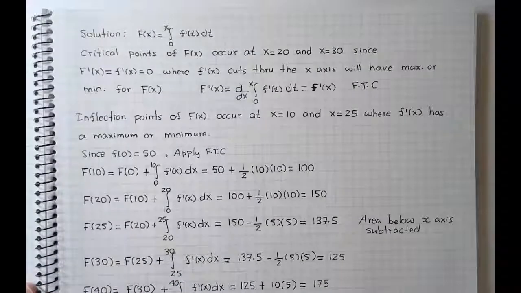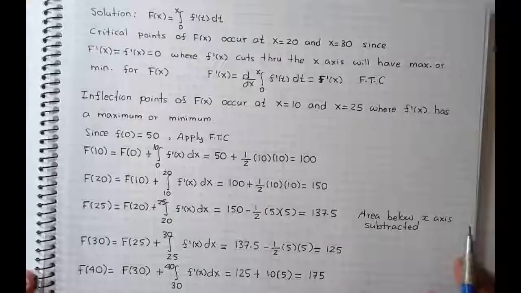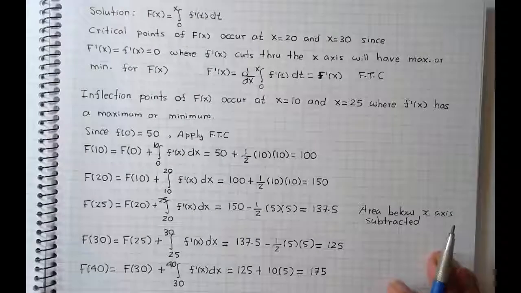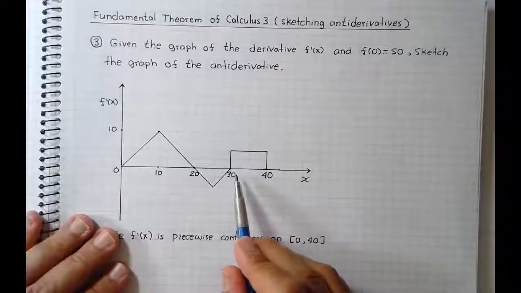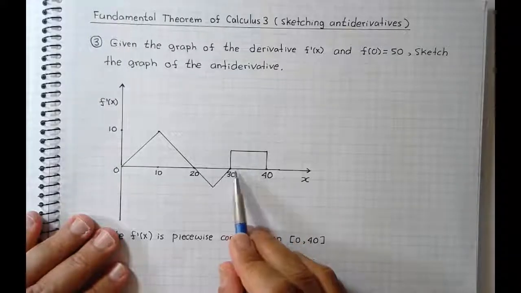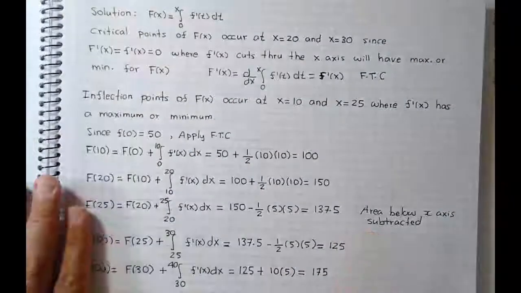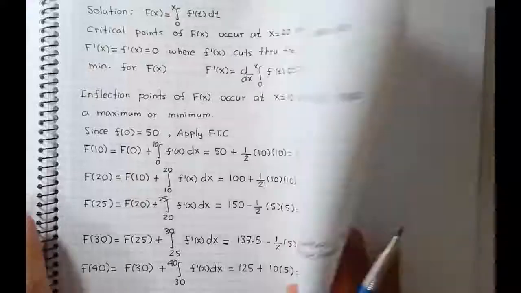F of 40 is going to be F of 30 plus the integral from 30 to 40 of f prime of x dx. We have 125 from before, and the integral from 30 to 40 is just going to be the area of a rectangle. So the base is 40 minus 30, that's 10, and the height is 5. 10 times 5 is 50, so that's going to be 125 plus 50, that's 175.